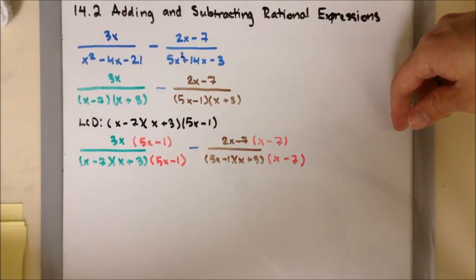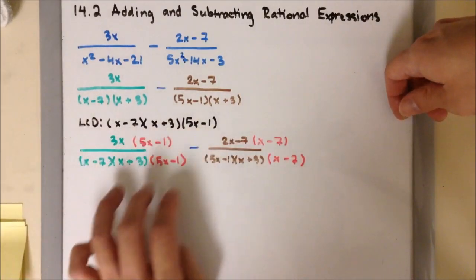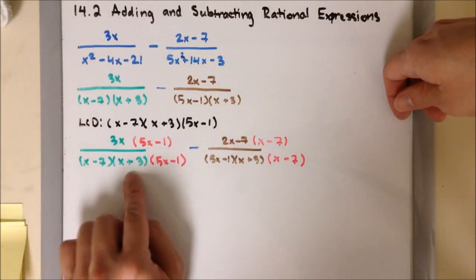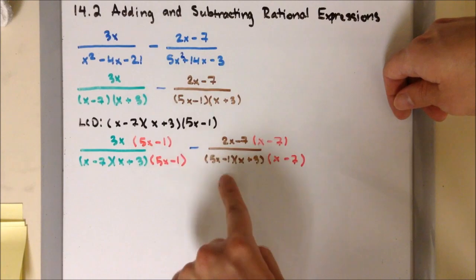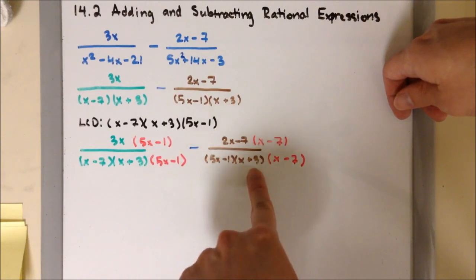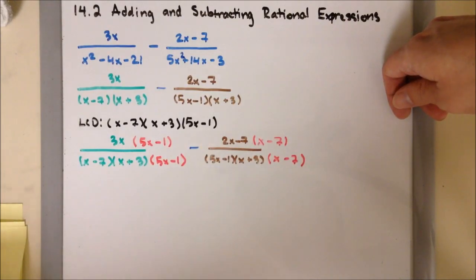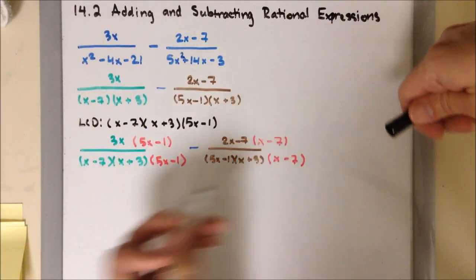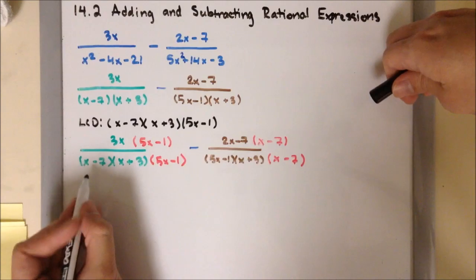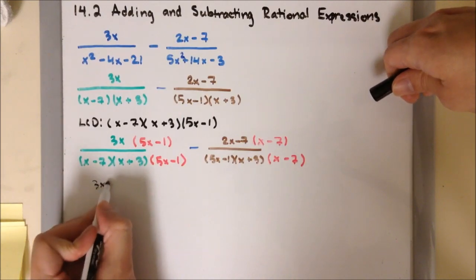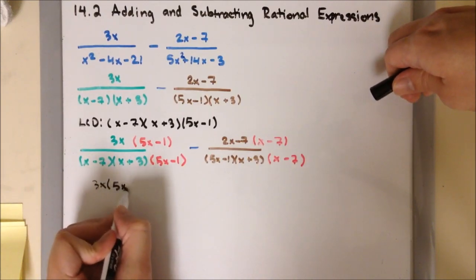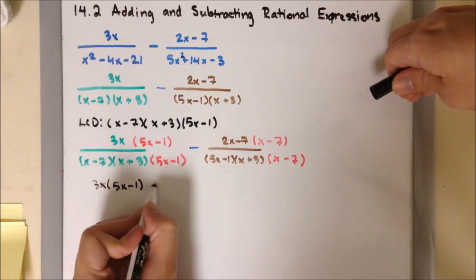Now, both of our fractions have all the factors from the LCD: x minus 7, x plus 3, 5x minus 1. Over here, 5x minus 1, x plus 3, x minus 7. We have a common denominator, so I'm just going to combine the top. So I'm going to write it as one big fraction, 3x times 5x minus 1 minus.